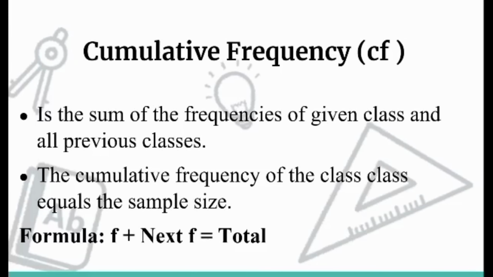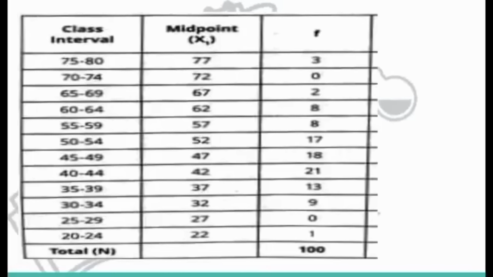The fourth column is the cumulative frequency. This is the sum of the frequency of a given class and all previous classes. The cumulative frequency of the last class is equal to the sample size. We get this by adding the cumulative frequency to the next frequency. For example, in the class interval of 20 to 24, the frequency is 1. There is no number before it, so we just place it automatically.